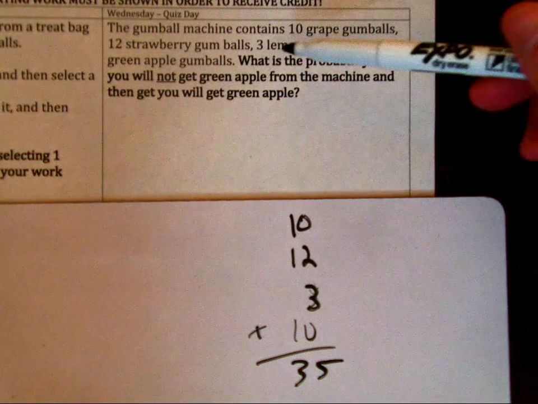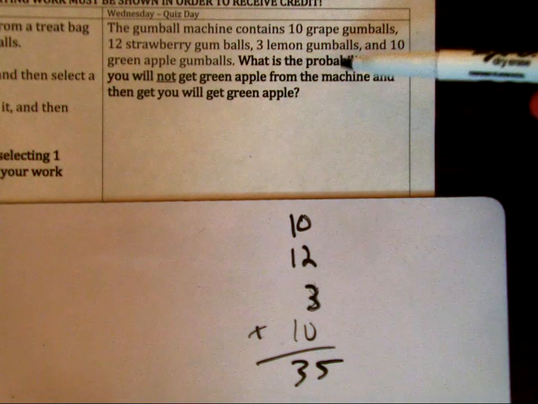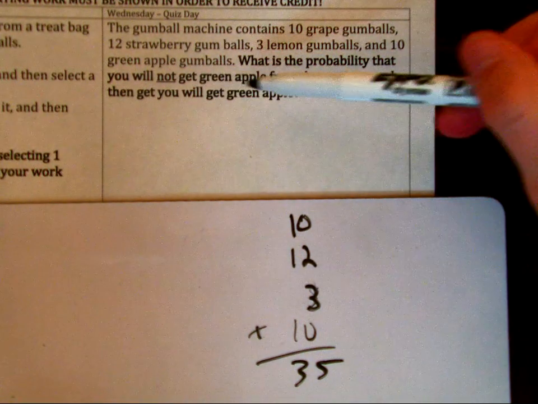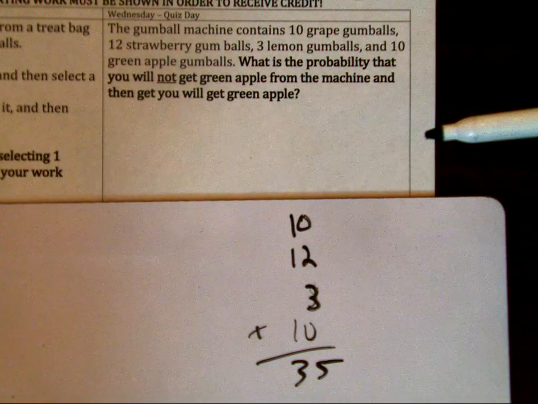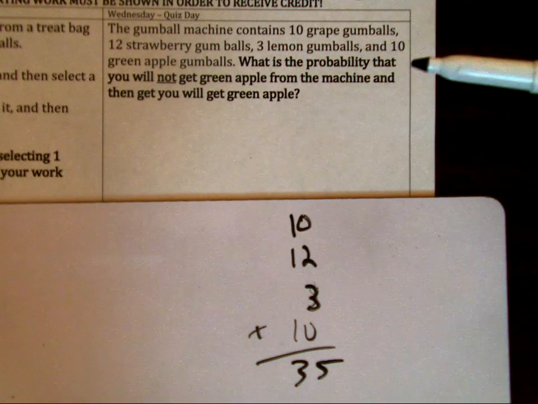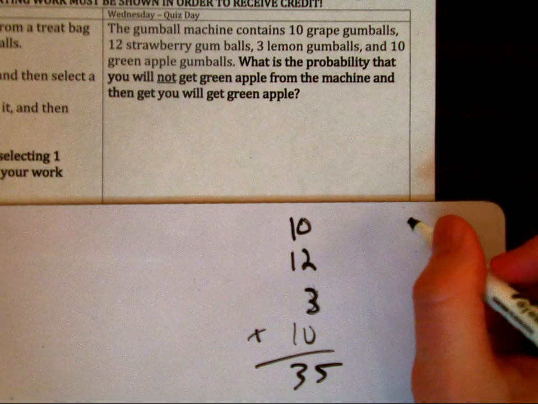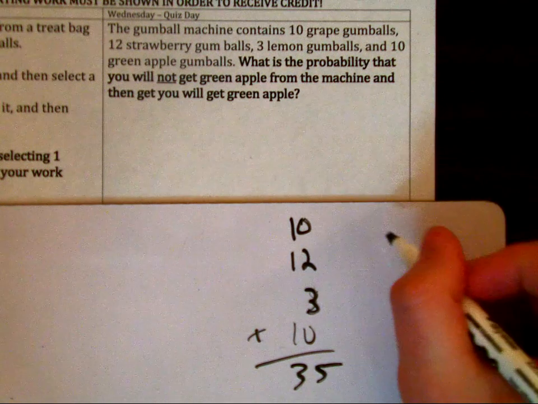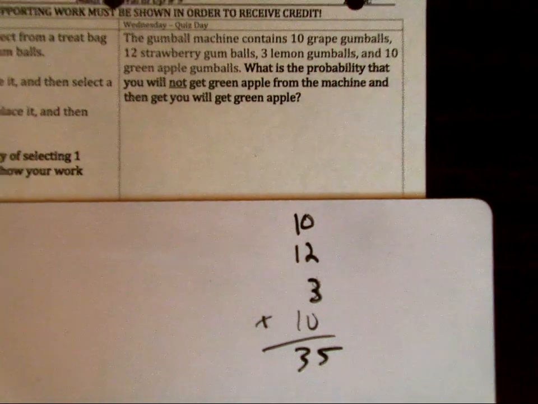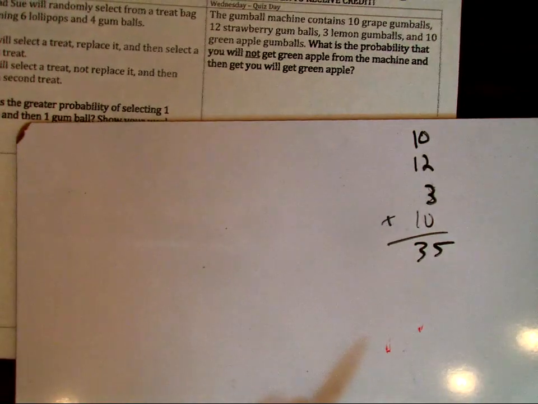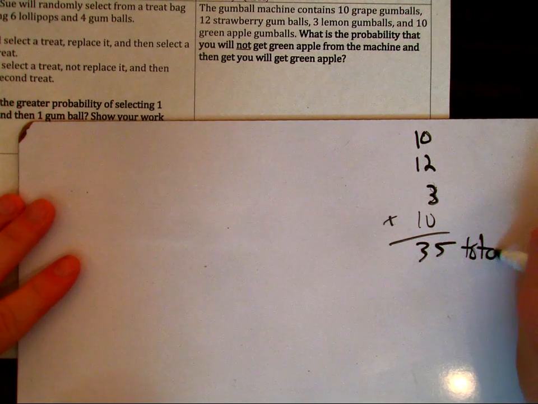Now it says, what is the probability that you will not get green apple from the machine, and then you'll get green apple? So we're saying, how many of these are not green apple? Another way you can see that is, what is the probability of getting green apple? Let's back up a little bit. I'm going to write this out for ourselves. So I have 35 total.